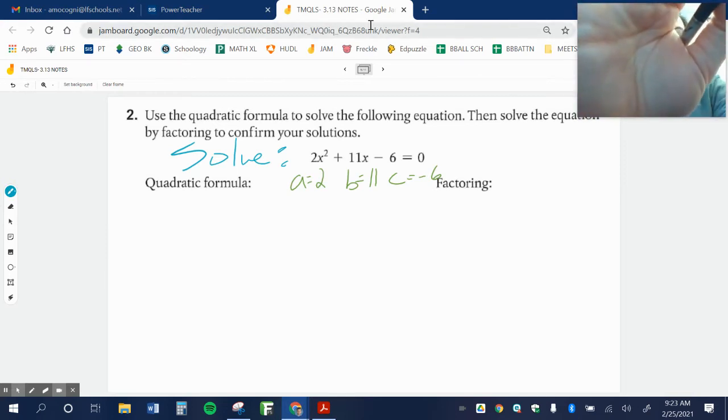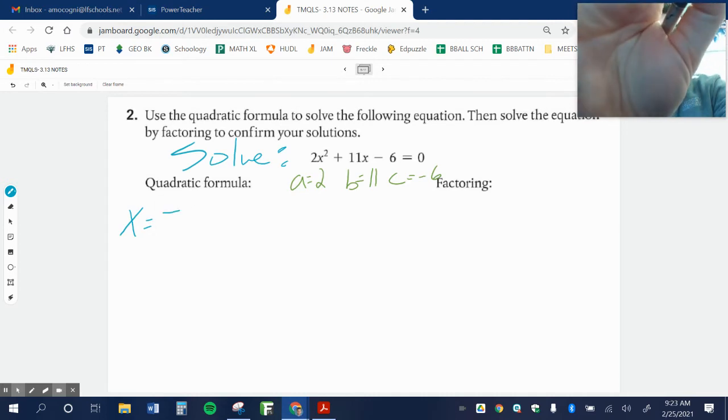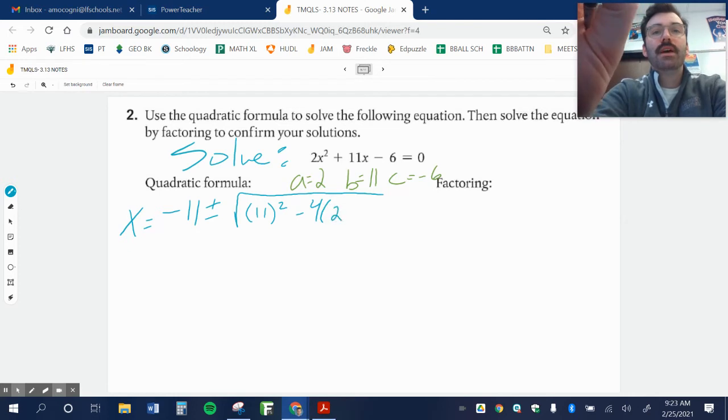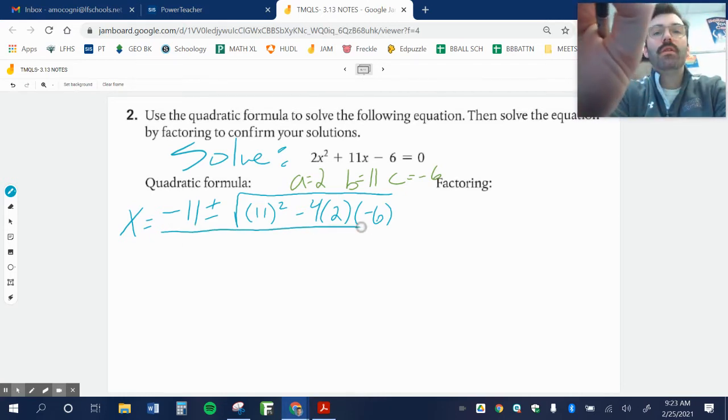So we want to use our formula, as you can see on the previous page. x equals the opposite of b, so the opposite of b is negative 11, plus or minus the square root of b squared, so 11 squared, minus 4 times a times c. That's all over 2a.